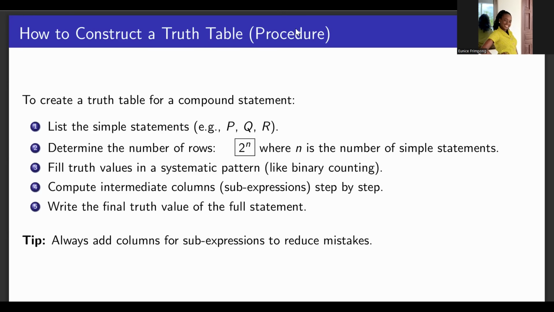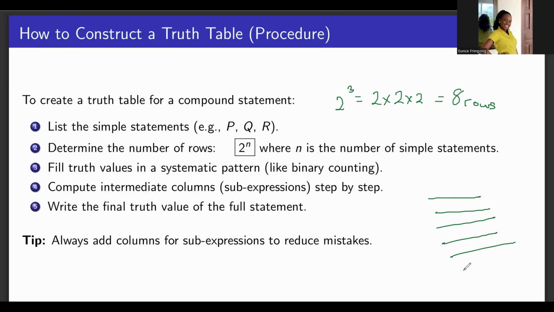So 2 raised to the power 3, for example, we have equals 2 times 2 times 2. 2 times 2 is 4, 4 times 2 is 8, which means that you are expected to have 8 rows. As you are drawing the table, these are rows, so please take note. This is 1 row, 2 rows, 3 rows, 4 rows, 5 rows. So once you have 3 statements like this, you're expected to have 8 rows in your table.